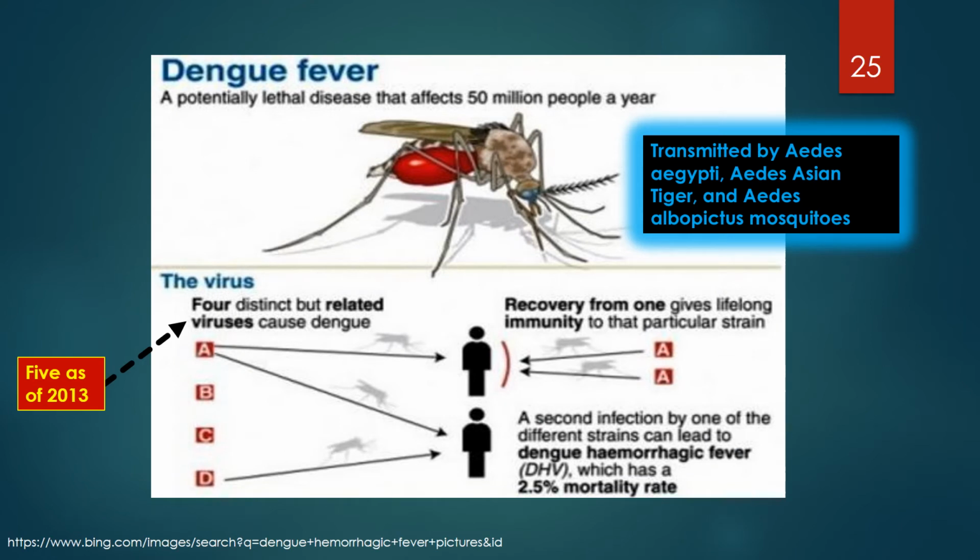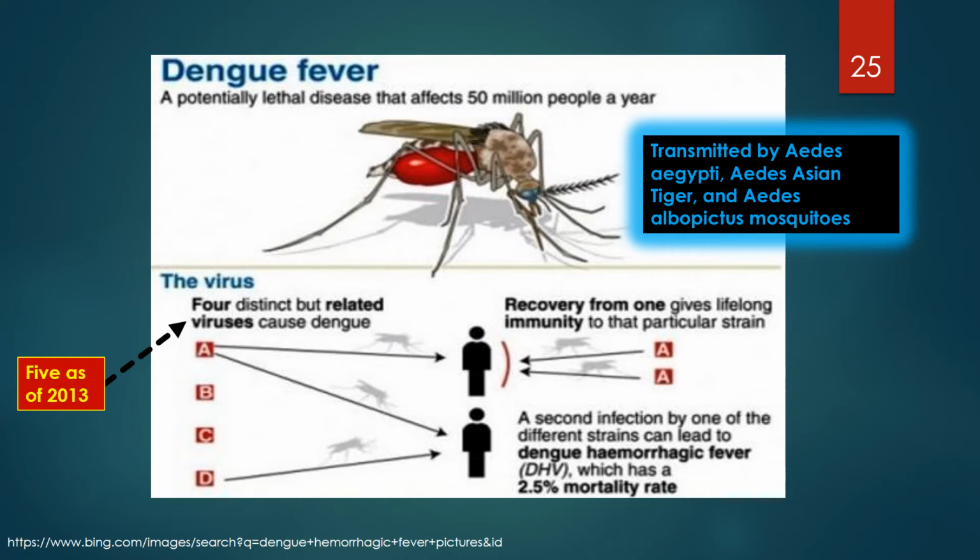Dengue is passed primarily by the female Aedes aegypti, but also Aedes Asian tiger and albopictus mosquitoes. The incubation period for the disease is 4 to 13 days. There are 5 distinct serotypes, with the 5th identified in 2013. Recovery from one strain provides lifelong immunity for that strain.